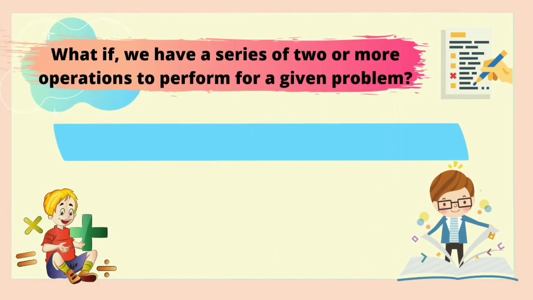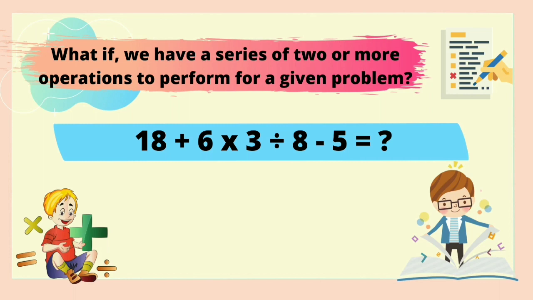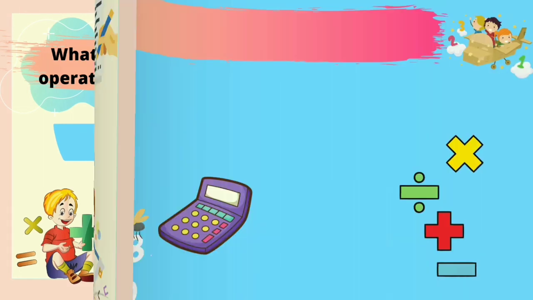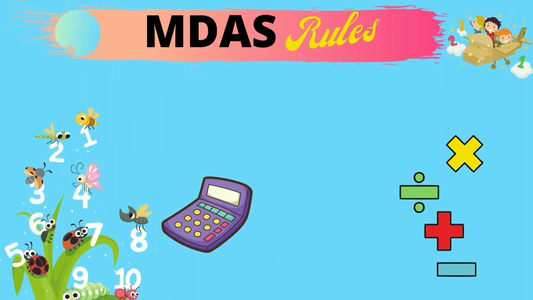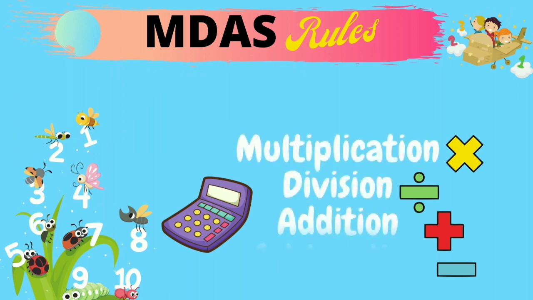What if we have a series of 2 or more operations to perform for a given problem? For example, 18 plus 6 times 3 divided by 8 minus 5. We can see that all the basic operations were used. There is addition, multiplication, division, and subtraction. How are we going to solve it? The number sentence can be solved by following the rules on order of operations. This is called the MDAS rules, which stands for multiplication or division and addition or subtraction.